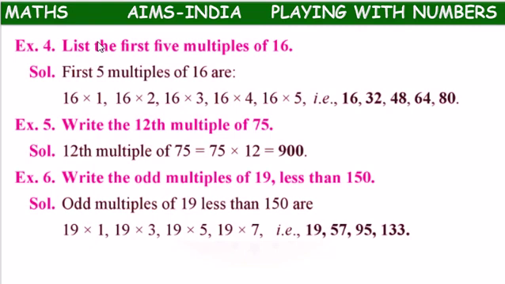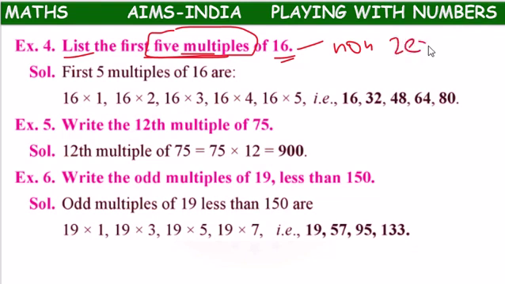Next. List the first 5 multiples of 16. Normally, whenever they ask for multiples, we will consider non-zero multiples only, though they have mentioned or not mentioned. But when they mention whole numbers, then we have to take 0.